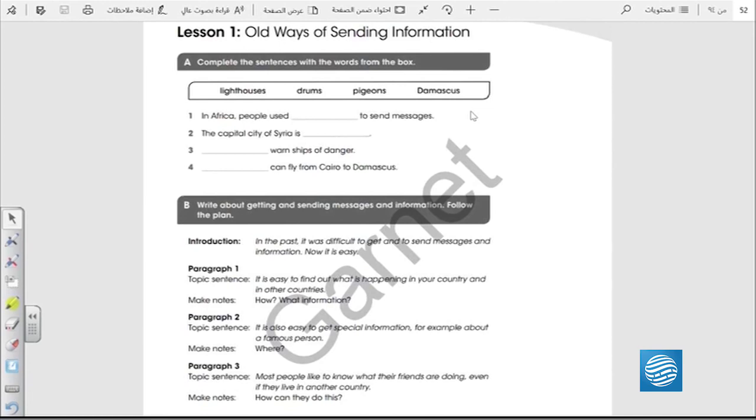They can say, in America people used drums to send messages. Is it true or false? It's false, yeah, very good. The capital city of Syria is Cairo. It's false. What's the capital city of Syria? Damascus, very good. And lighthouses warn ships of dangers. True or false? Yes, it's true.